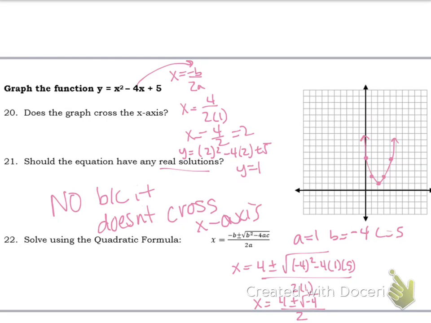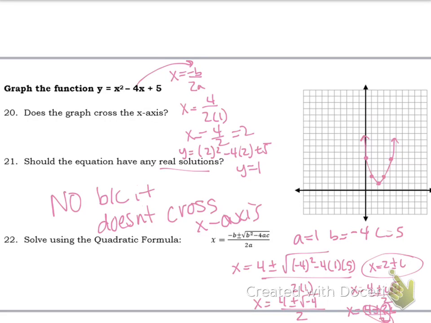Okay, remember we can pull that negative out with an imaginary. So 4 plus or minus i square root 4 over 2. And now we can take that square root. So x equals 4 plus or minus, it becomes 2. And then both of these are divisible by that 2. So I got x equals 2 plus or minus i as my two answers. So I've got 2 plus i and 2 minus i.